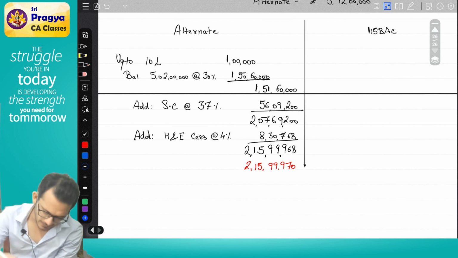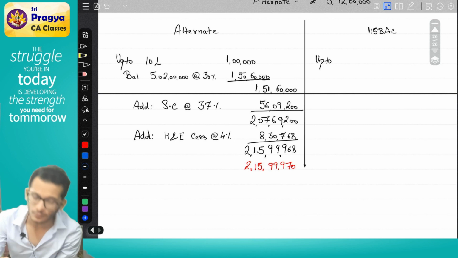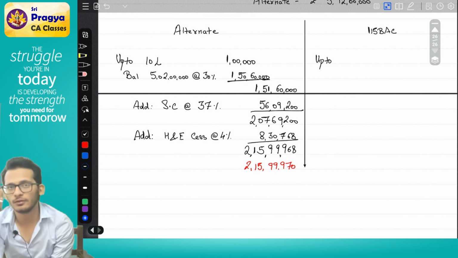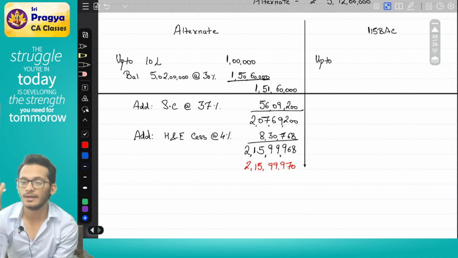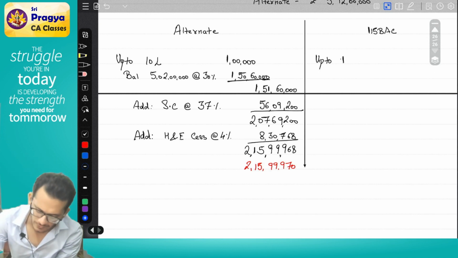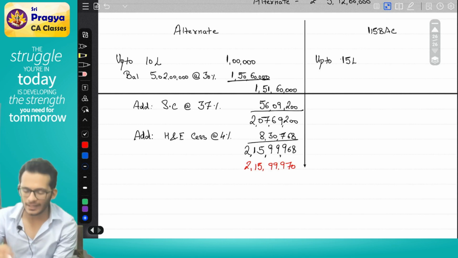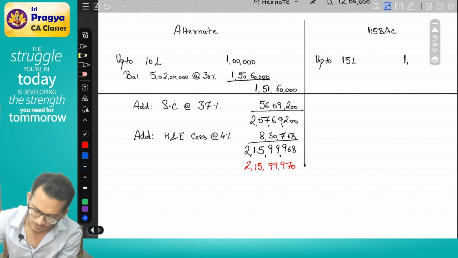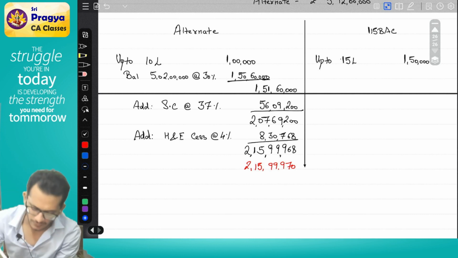Yes, on the right side. What will happen up to? Up to 0 to 3, 3 to 6, 6 to 9, 9 to 12, 12 to 15, 15 and above. So up to 15 lakhs, I told you the tax will be 1,50,000. Yes or no? Balance.